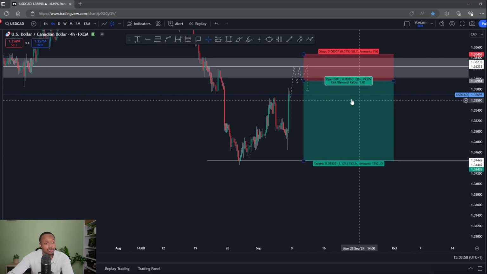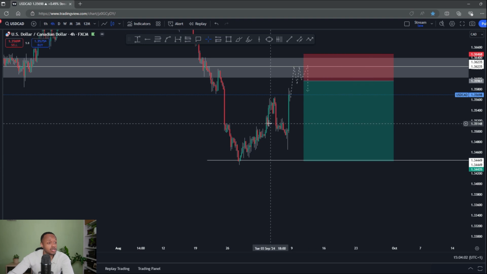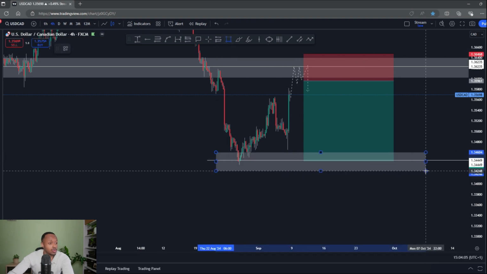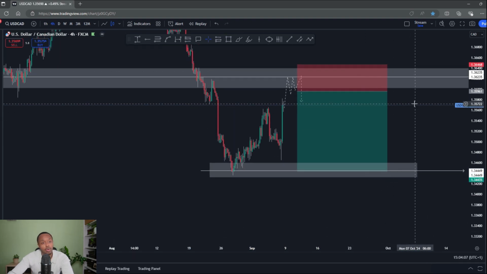Risk reward's looking pretty good there. 1 to 2s, 1 to 3s, 1 to 4s, maybe even more depending on your entry. So the risk reward is definitely there, and it's a really nice opportunity. So dollar CAD back down to 1.345 after a retest of 1.36 will be the play I'm looking at next week.